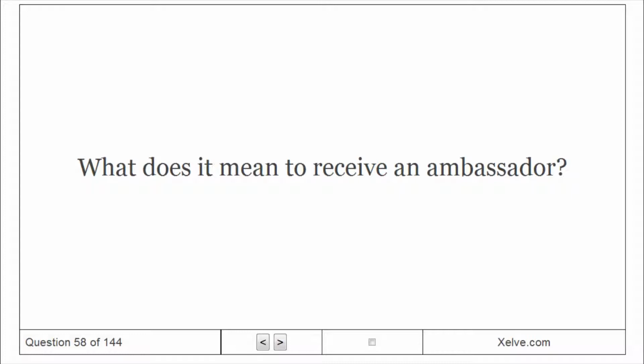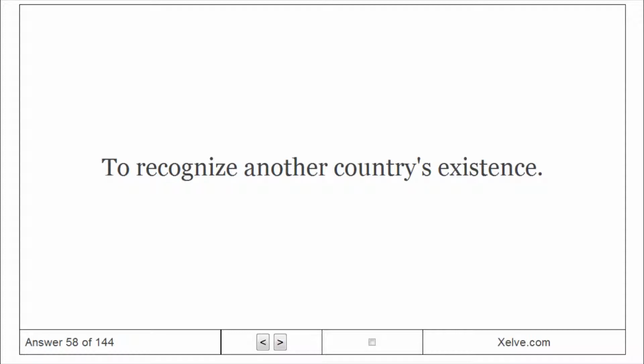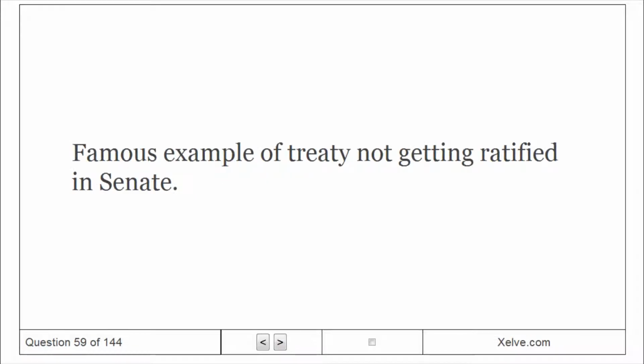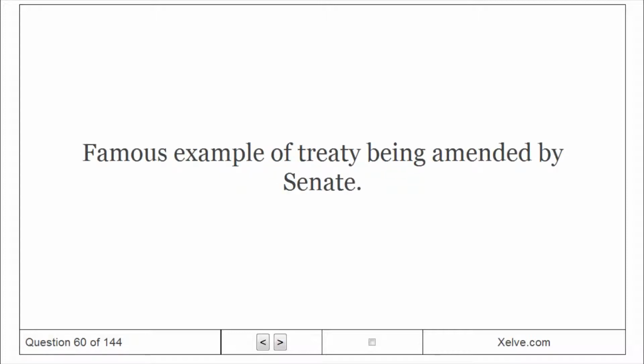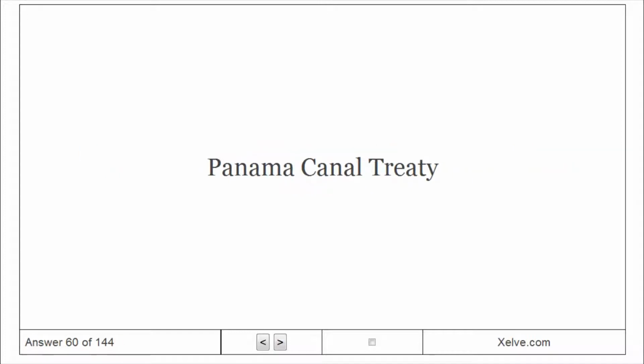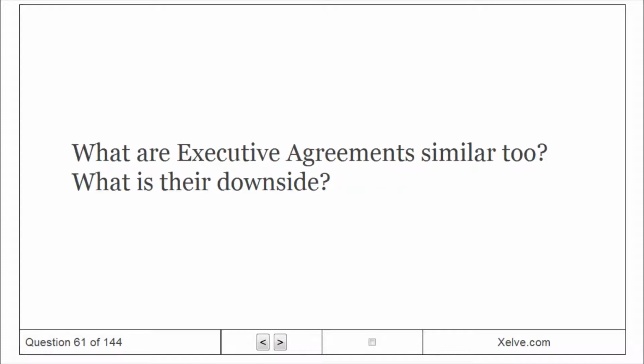What does it mean to receive an ambassador? To recognize another country's existence. Famous example of a treaty not getting ratified in the Senate: Treaty of Versailles. Famous example of a treaty being amended by the Senate: Panama Canal Treaty. What are executive agreements similar to? What is their downside?